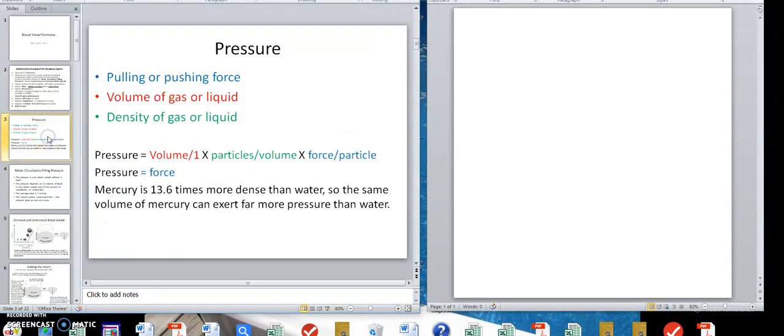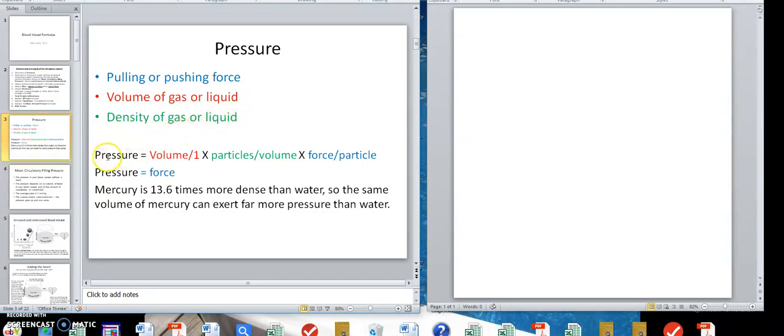All right. We start first with what really is pressure. What mathematically is pressure? I'm going to say you have to have 3 components present to have pressure. Some pulling or pushing force. You need a force like gravity or something. Some force. In this case, since this is a gas or a liquid, then I'm going to say the volume of the gas or liquid, and then the density of the gas or liquid. Density is how many particles per some unit volume. The more particles per some unit volume, the more dense something is.